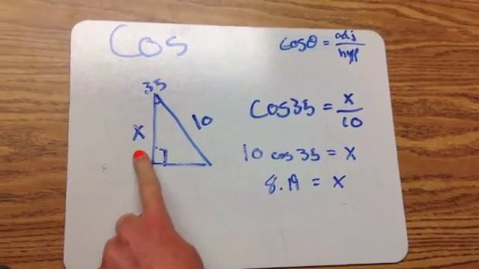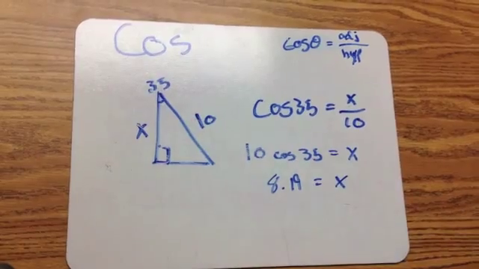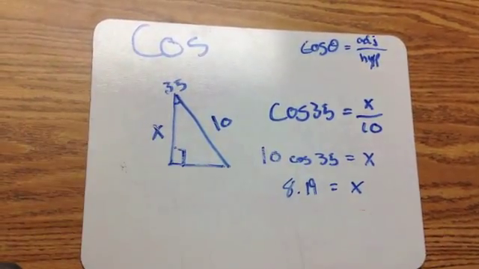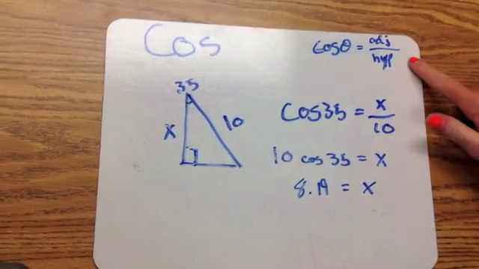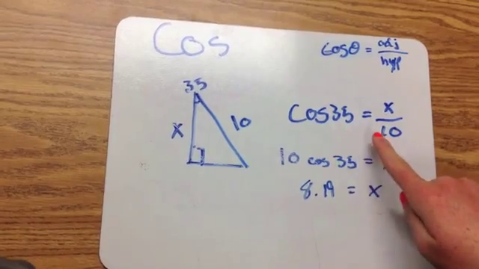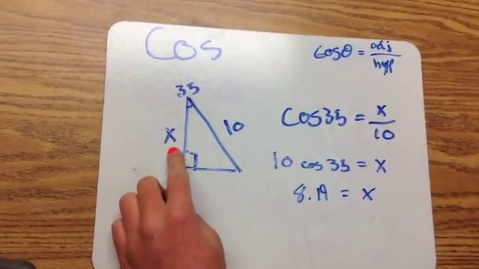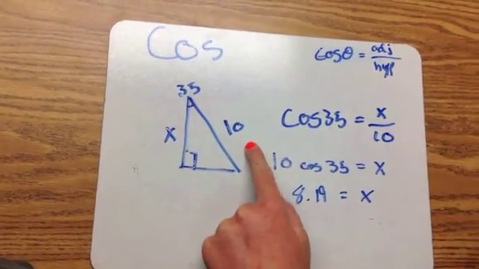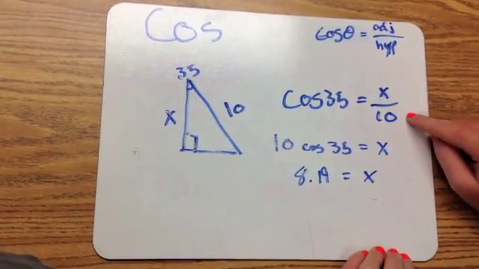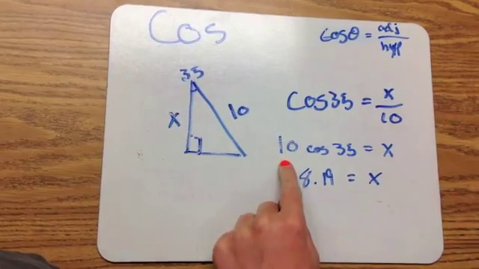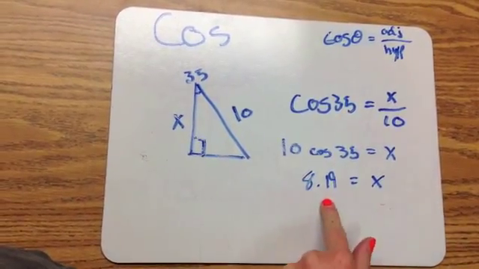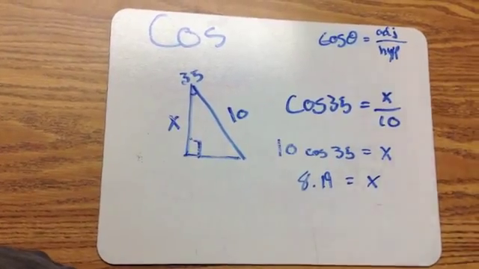Now to find x on this one, we're given the angle 35, and so we're going to use cosine. And so cosine is adjacent over hypotenuse. So cosine of the angle 35 is equal to adjacent over hypotenuse. And so you do the same thing when you multiply by 10 to get x by itself. So it's 10 cosine 35 equals x. Plug that into your calculator and you get 8.19.